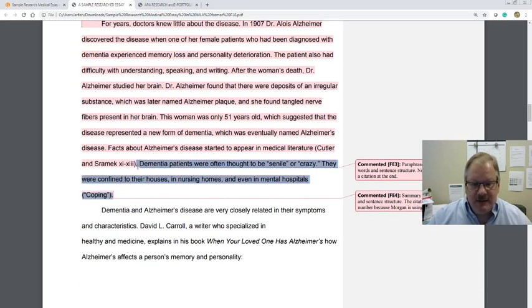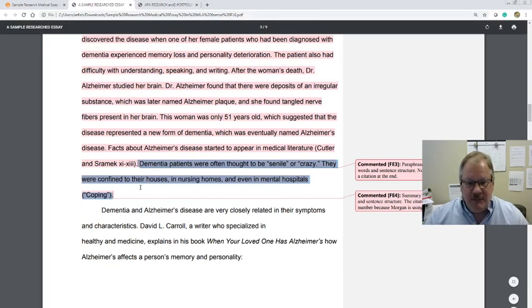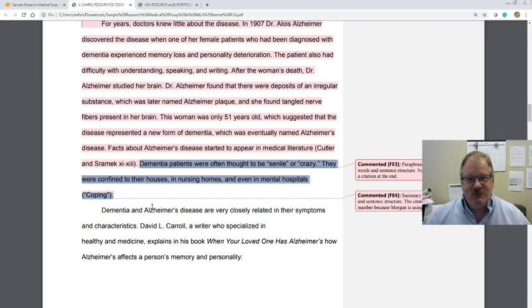Summary: you condense material in your own words and sentence structure. And that's the hard part, getting into your own words and sentence structure, because you read what somebody else has written and it kind of sticks in your head, right? But here, dementia patients were often thought to be senile or crazy. They were confined to their houses, in nursing homes, or even mental hospitals. If the original took a whole page to say that, and you're thinking, man, I could do that in a sentence or 2, we'll do it. Don't make us read this big long quote about something you could have summarized.